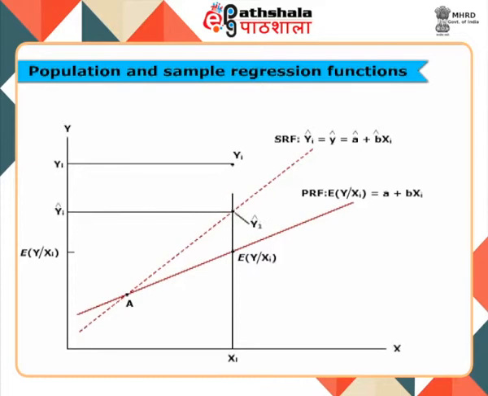In terms of the SRF, the observed yi can be expressed as yi is equal to y cap i plus u cap i. And in terms of the PRF, it can be expressed as yi is equal to expectation of y given xi plus ui. Now, in the figure, y cap i overestimates the true expectation of y given xi for the xi shown therein. Similarly, for any xi to the left of the point A, the SRF will underestimate the true PRF. This over and underestimation is because of sampling fluctuations.